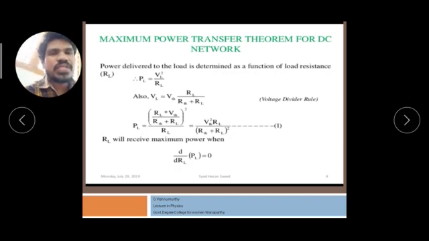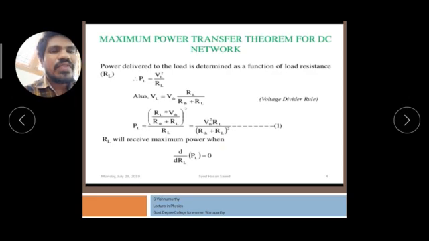Then we will substitute VL into this equation. Then PL is equal to RL into VTH by RTH plus RL, whole square, by RL. Therefore we got this equation, PL is equal to VTH square RL by RTH plus RL whole square. So here RL will receive the maximum power.